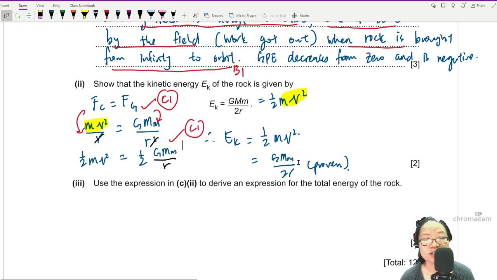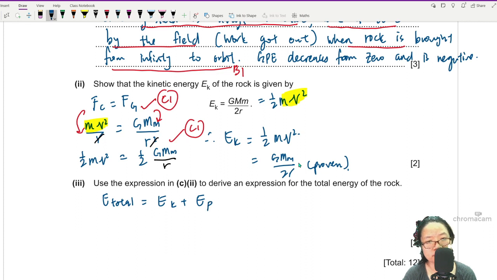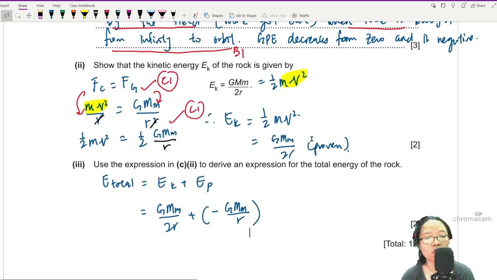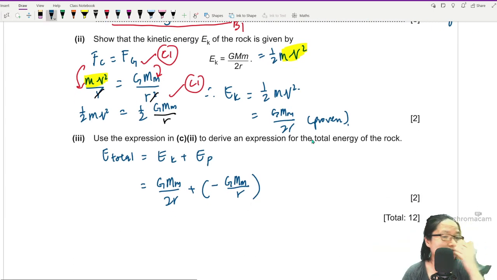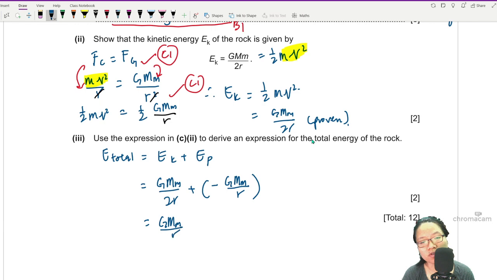Use this expression to derive the total energy of the rock. If you want to find total energy, you take the kinetic energy plus the potential energy. Our kinetic energy is already GMm over 2r. Potential energy, recall, will be negative GMm over r. You can go to the playlist if you've forgotten the 4 pillars of gravitational field. So what we have here is half minus 1. If you factorize out GMm over r, inside here would be half minus 1. So your answer would be negative GMm over 2r.